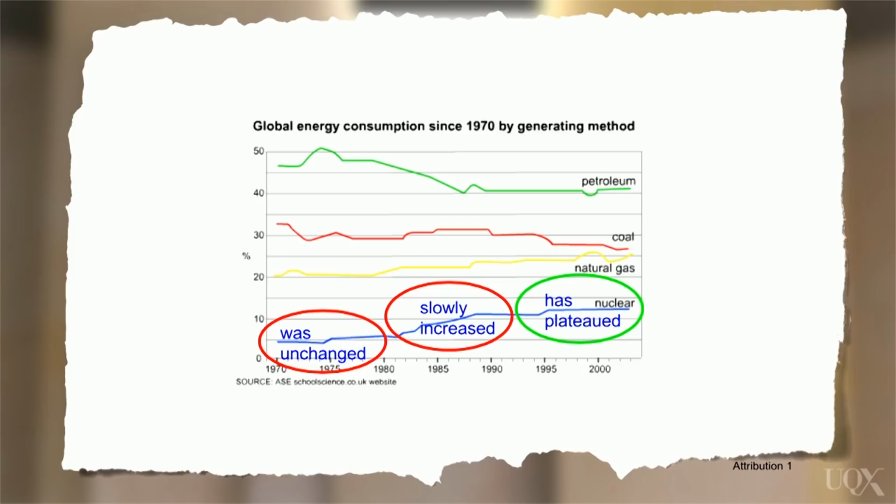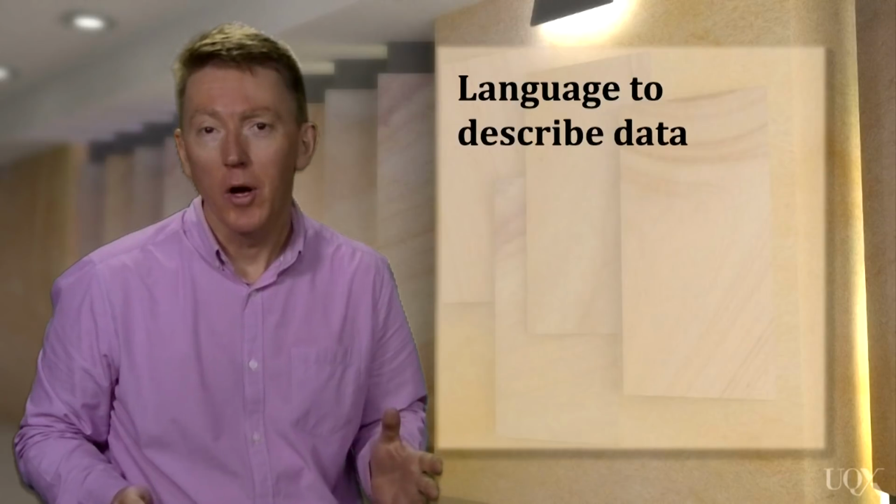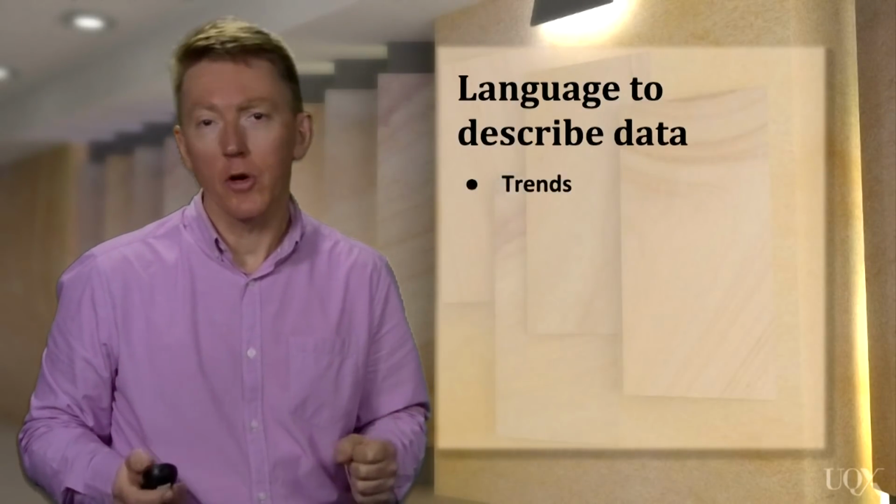Let's put these phrases together. For the first decade after 1970, the rate of nuclear energy consumption was unchanged at around 5% worldwide. After 1980, it slowly increased, and since 1995, it has plateaued at 12%. Notice that rather than repeating the rate of nuclear energy consumption, we can say it. This improves cohesion.